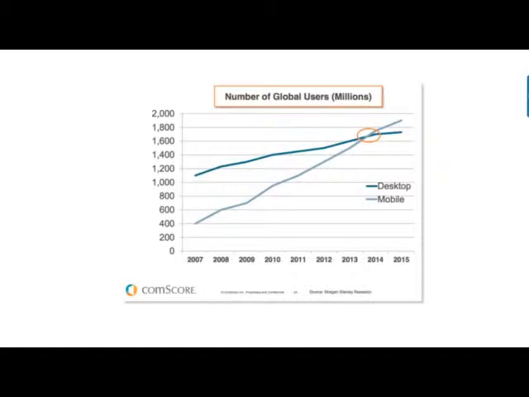This is becoming more and more important, as you can see from this graph showing the number of users from desktop and mobile, the growth since 2007, and you can see that around mid 2014 the use of mobiles actually overtook the use of desktop computers. So again, it is very, very important to consider how your user is interacting with your brand online, because it's more than likely now going to be from mobile.